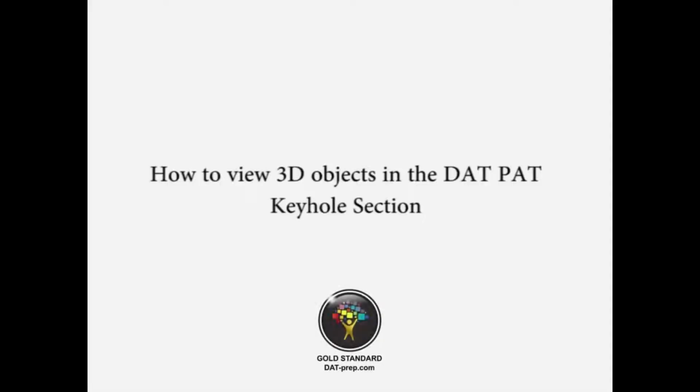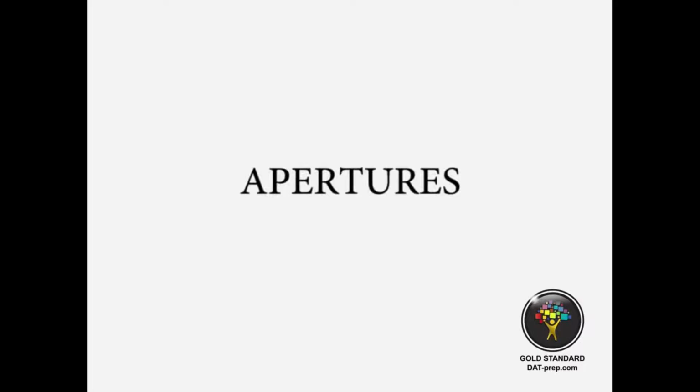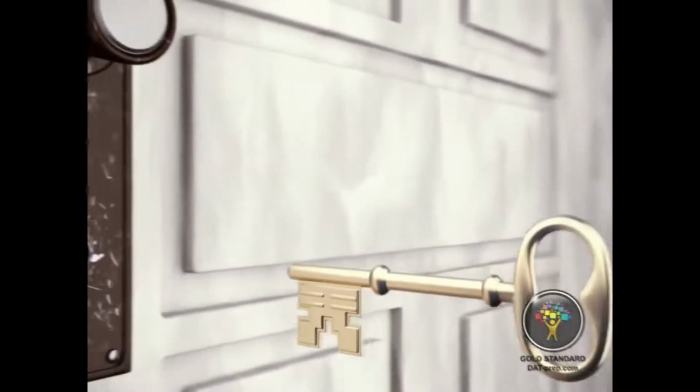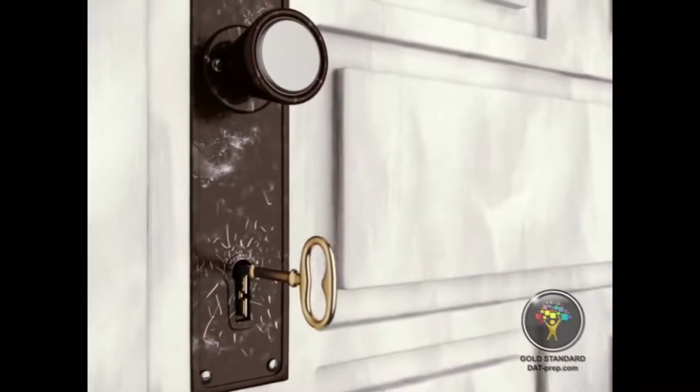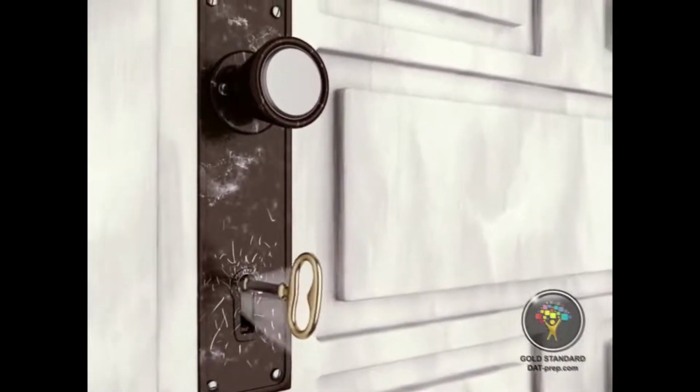How to view 3D objects in the DAT PAT Keyhole section. The first subsection of the perceptual ability test is called Apertures, or aperture passing. Its more popular name among DAT candidates is Keyhole. A keyhole is an opening or aperture through which a key may be passed.